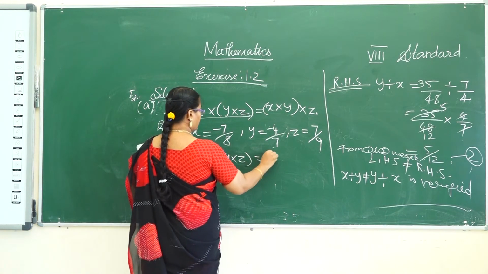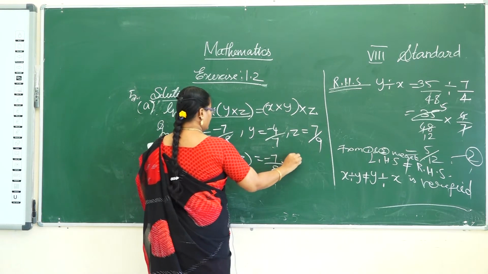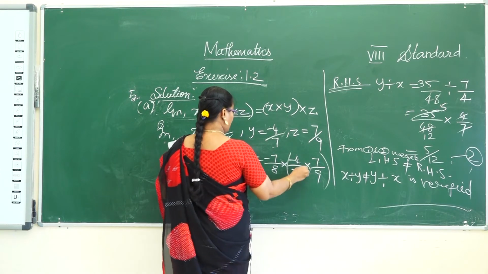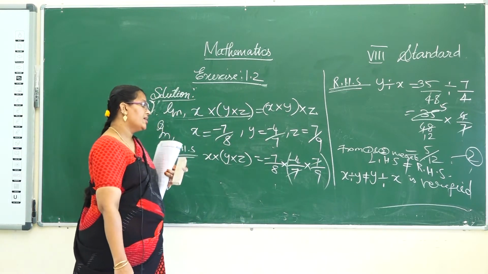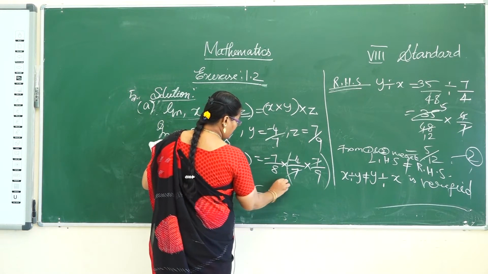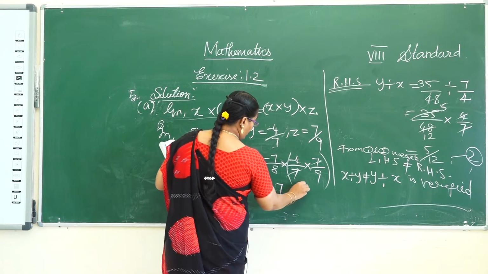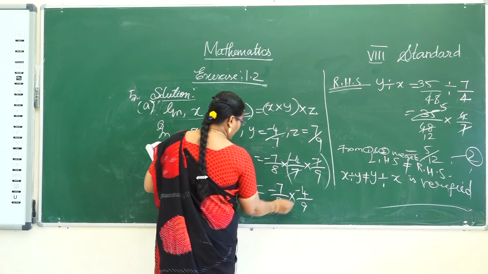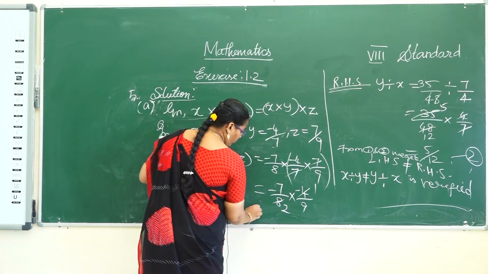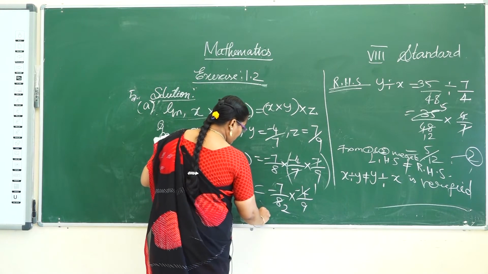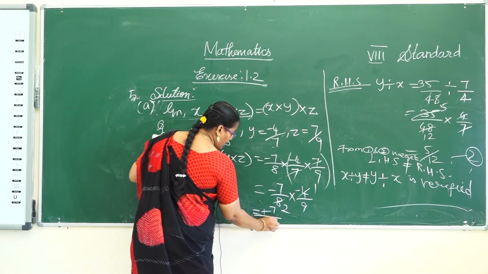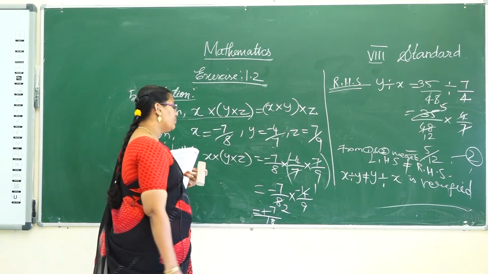So what is the x value? Minus 7 by 8 into y value, minus 4 by 7, into 7 by 9. These two numbers will be cancelled because it's in the 7 table. Minus 7 by 8 into minus 4 by 9. It also cancels in the 4 table: 4 ones are 4, 4 twos are 8. Now multiply the numerators: minus into minus is plus, 7 ones are 7; the denominator, 2 nines are 18. So the left hand side value is 7 by 18.